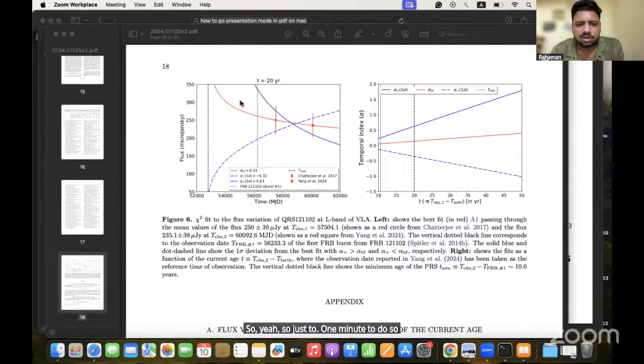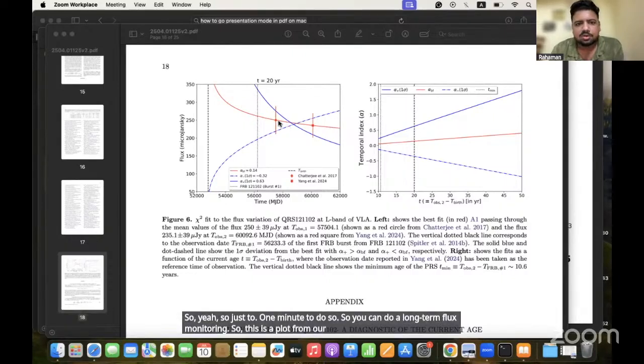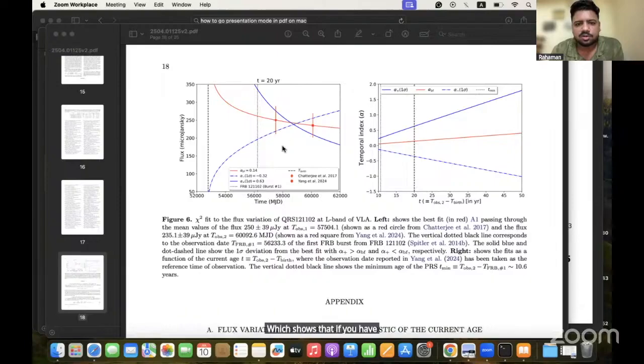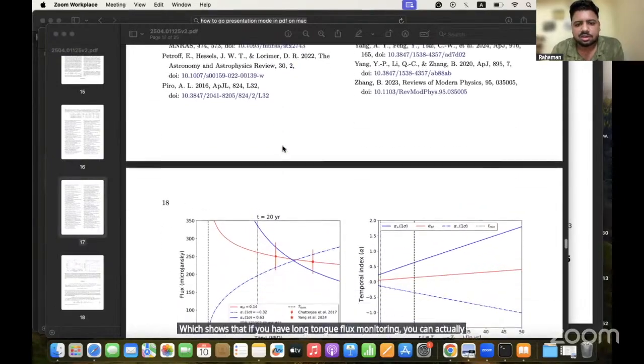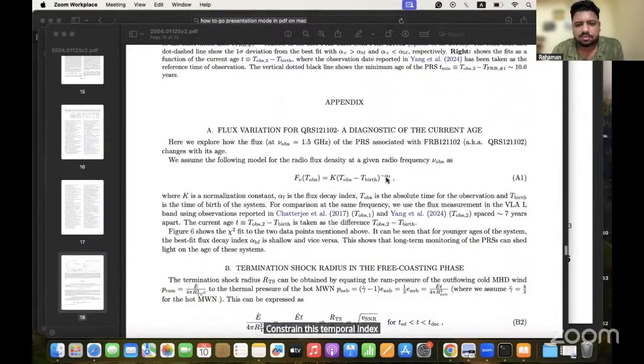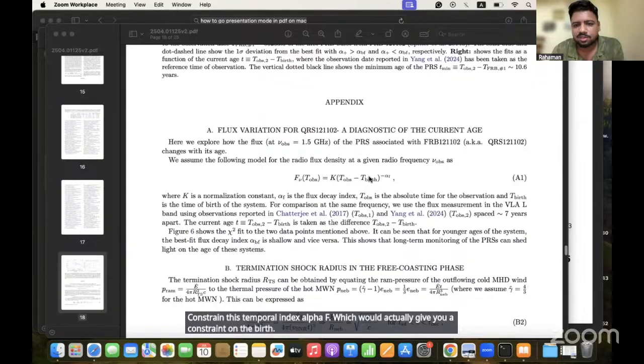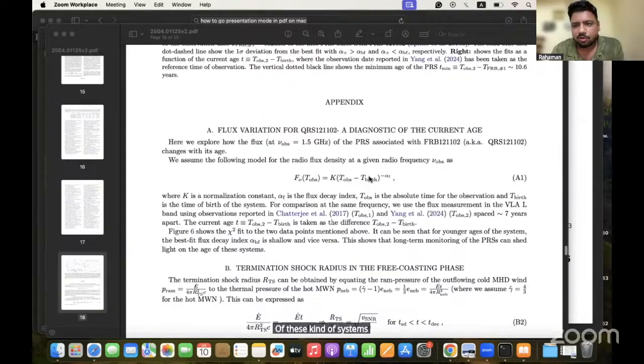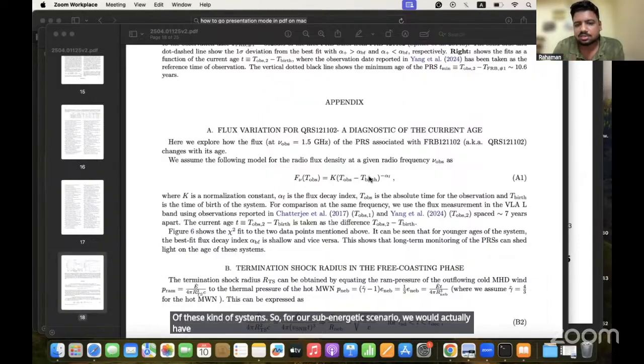So you can do a long-term flux monitoring. This is a plot from our paper, which shows that if you have long-term flux monitoring, you can constrain this temporal index alpha F, which would give you a constraint on the birth of these systems. So for our sub-energetic scenario, if you fit this kind of model, it will come to birth ages of around 100 years.